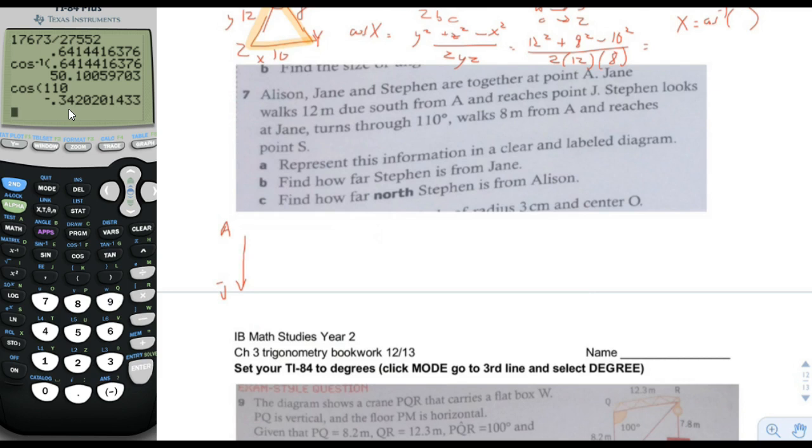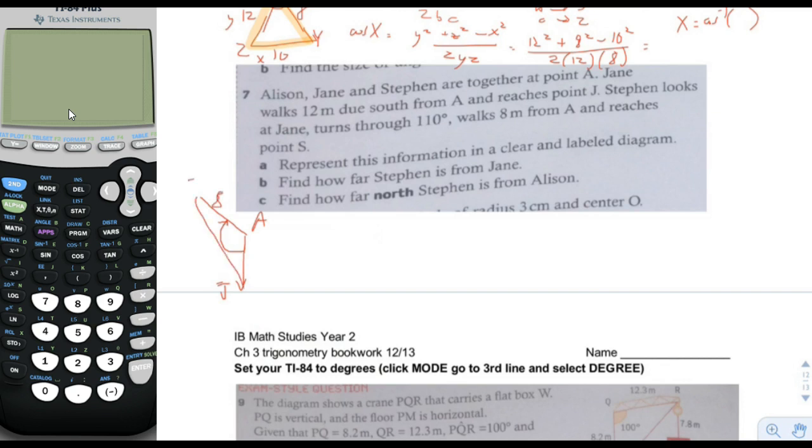Okay, so due south, Stephen looks at Jane. Okay, so only Jane walked to point J, right? Stephen is still at point A. So he looks at Jane and then he turns 110 degrees. So we could say that he starts here, where he's going to turn 110 degrees, and then he's going to walk 8 meters and reaches point S.